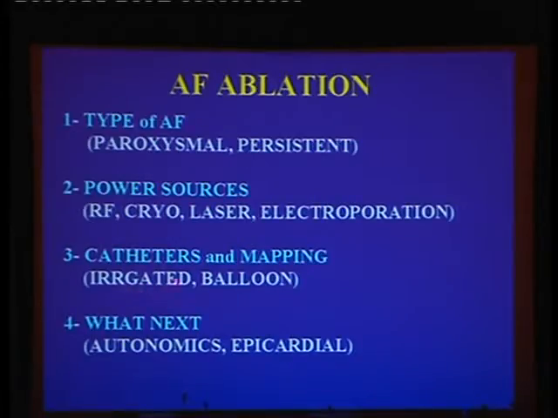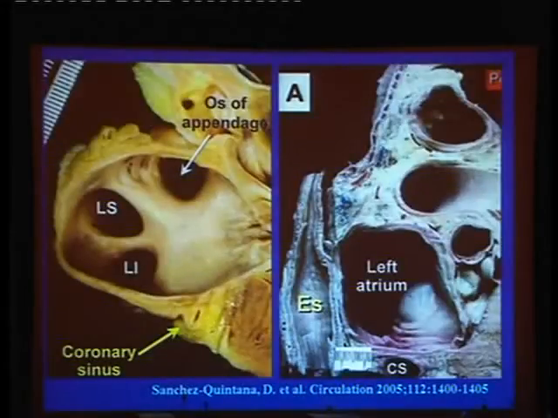Catheters and mapping: we have the irrigated catheter, the balloon catheter, and what's next, I just mentioned here, autonomics and epicardial considerations. So this is the slide I showed this morning. I think it's important to show in the sense that it, again, underscores the difficulty in doing this procedure because of collateral structures, including the phrenic, including the esophagus. We have to tiptoe around certain areas in terms of how much energy delivery. When doing the balloon cryo procedure, you have to determine where the phrenic is.